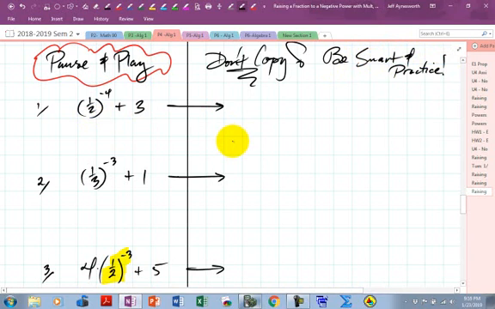All right, I'm going to assume you did it, and so here we go. Reciprocate the fraction, so you get 2, and then raise it to the power. Then add 3, and that 16 plus 3 is 19. Okay, try the next one.